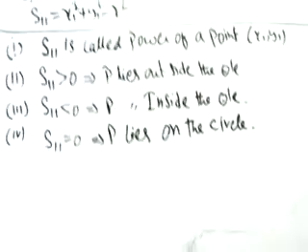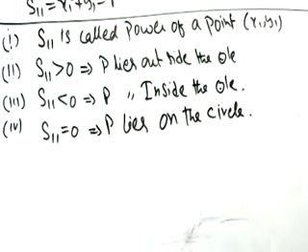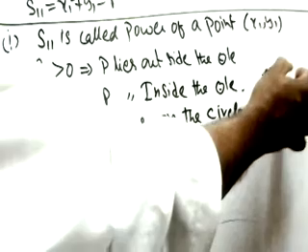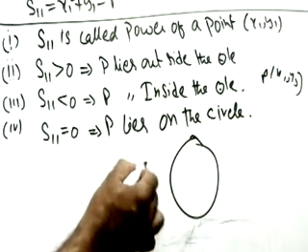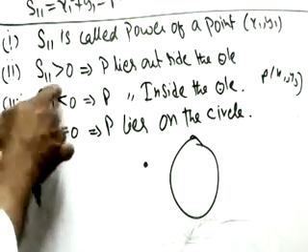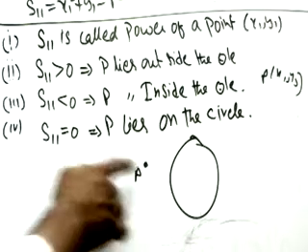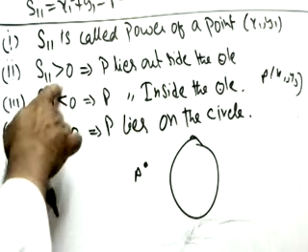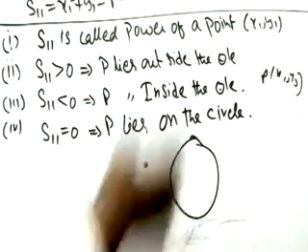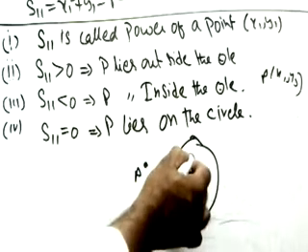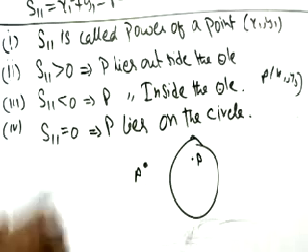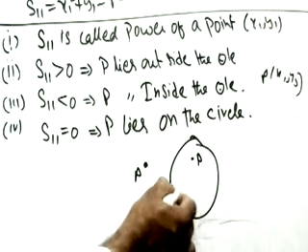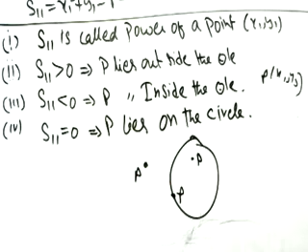Now see here the next concept. S11 is called the power of a point. Suppose we have a point P, x1 y1. How can we find if P is outside the circle? If P is outside the circle, then S11 will be greater than 0. That is, S11 greater than 0 implies P lies outside the circle. If S11 less than 0, point P lies inside the circle. If S11 equals to 0, the point P lies on the circle.